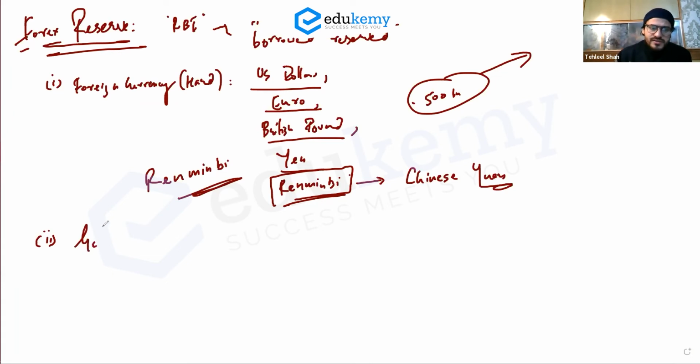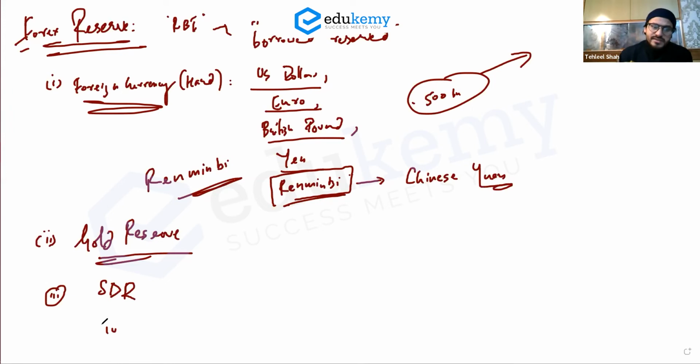Second is your gold reserve. RBI also has its own gold reserve. That is again part of the Forex Reserve. Then we have number 3, SDR, and then we have RTP.